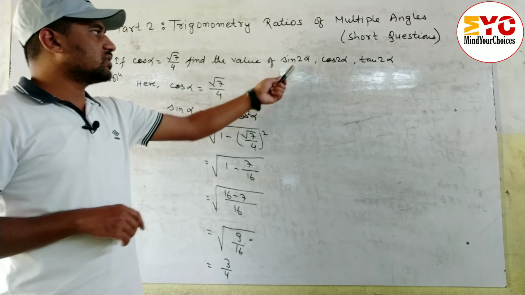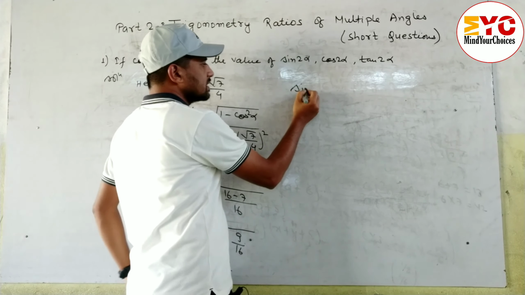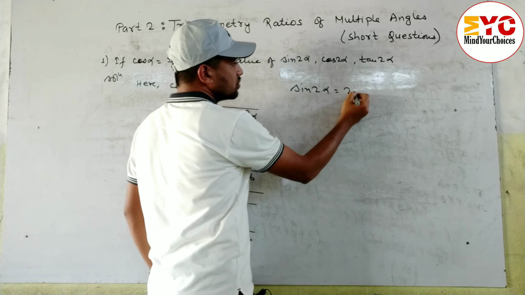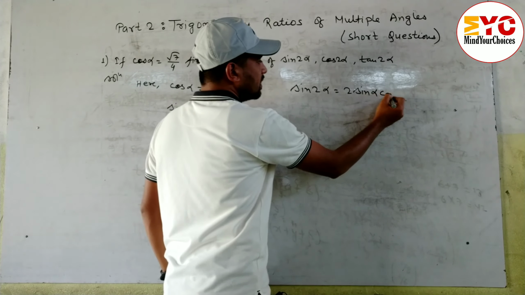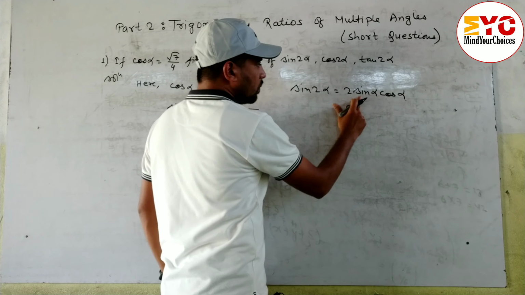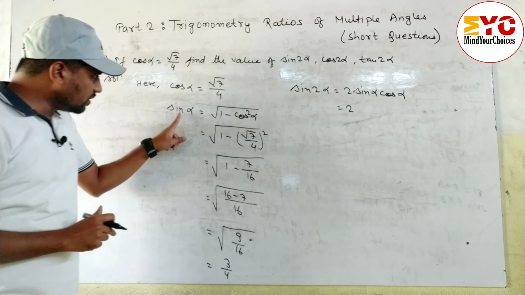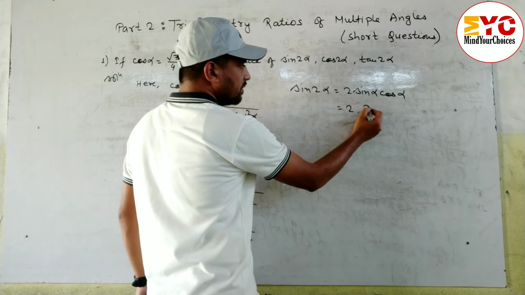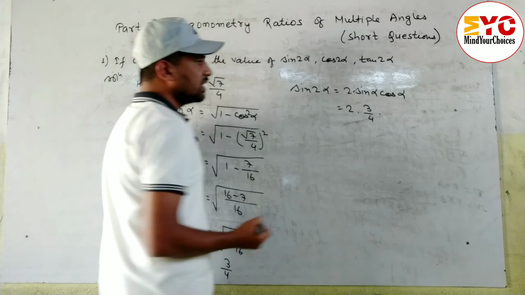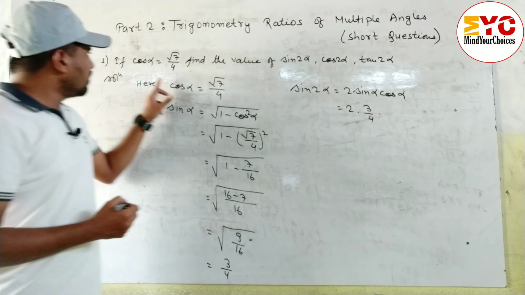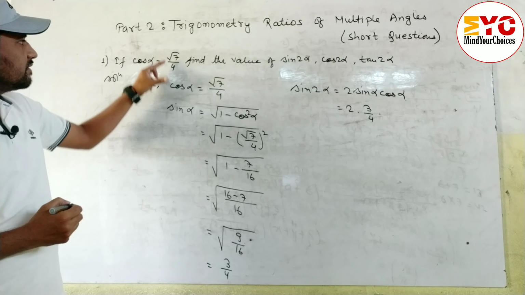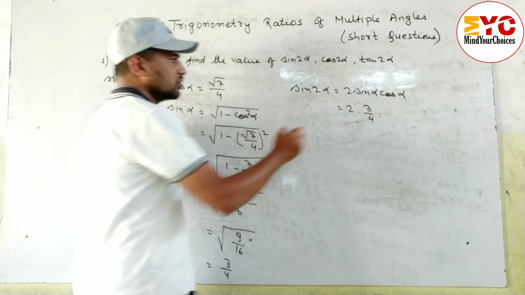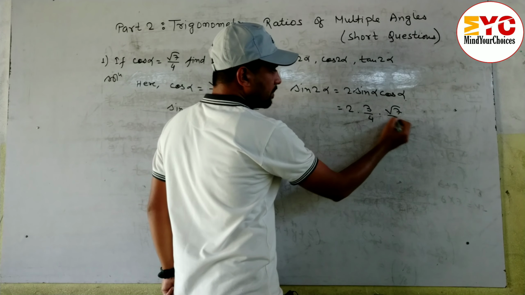Now we have to find out sin 2 alpha. The sin 2 alpha formula is 2 sin alpha cos alpha. What is the value of sin alpha? The value of sin alpha is 3 by 4. So in the place of sin alpha we write 3 by 4. Similarly cos alpha, the value of cos alpha is already given here, root 7 by 4. So write down root 7 by 4 here.